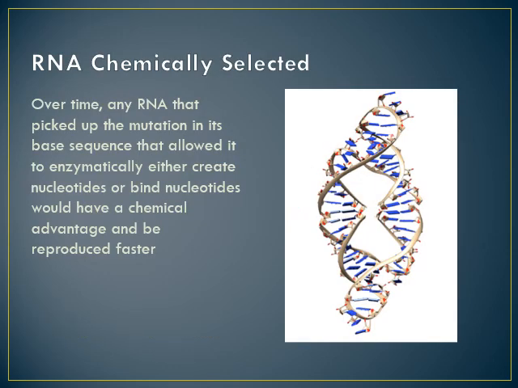So over time, any RNA that picked up a mutation that allowed it to be more enzymatic, that allowed it to make this process happen faster, would then increase that chemical selection that much more. That particular piece of RNA would have a chemical advantage and reproduce itself even faster.